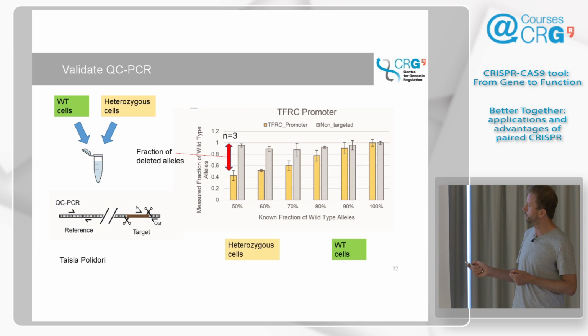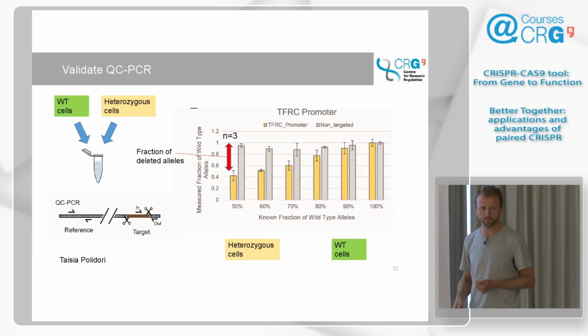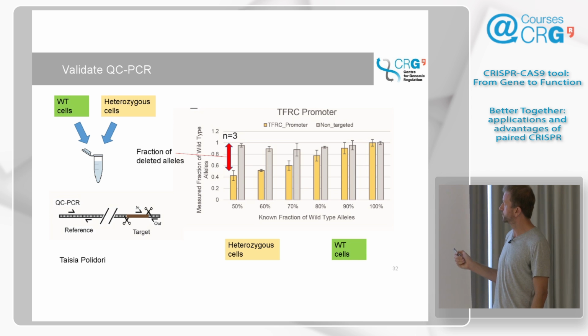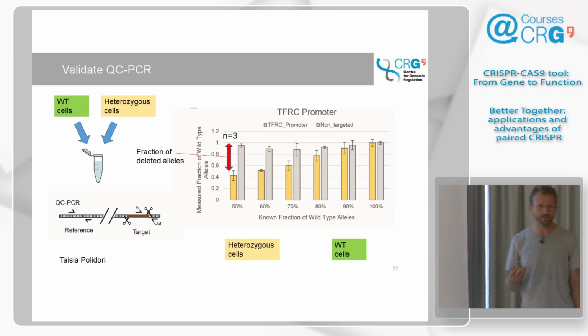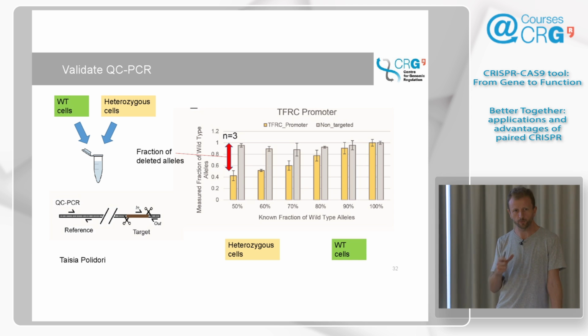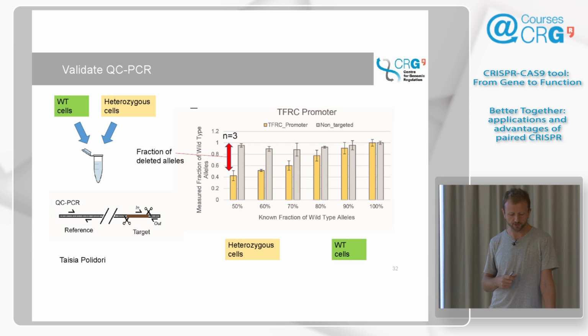And then if you look at the yellow bars, this is basically the prediction from this QCPCR technique, and the gray is basically another primer set which is far away. Okay, so what you can see is that this QCPCR technique is more or less efficient and accurate in estimating what proportion of wild-type alleles you have in your mixture.